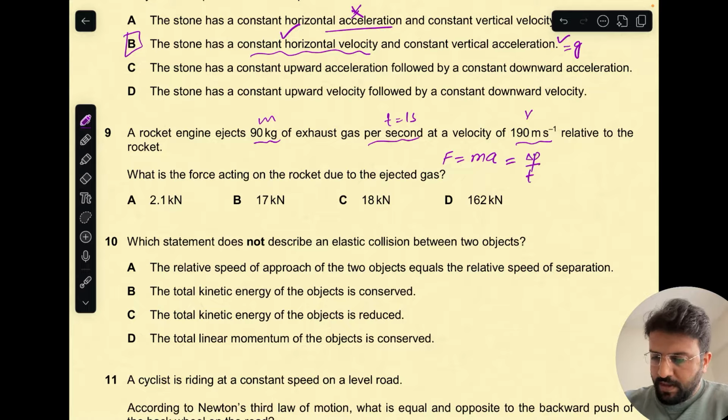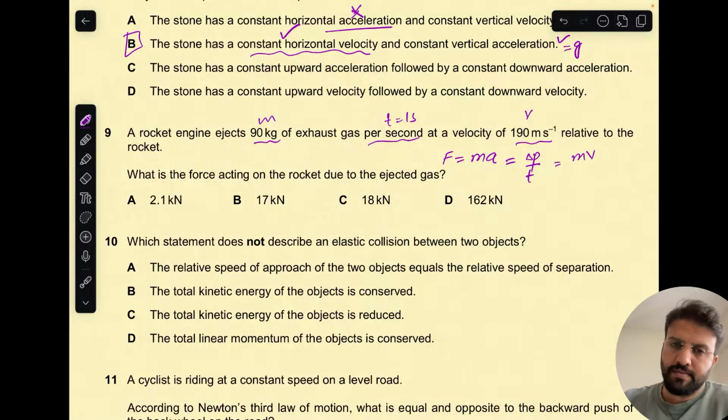Or you can say we have delta P over t, where delta P is the change of momentum. It can be written as mv over t, as the initial velocity will be 0. m is 90, velocity is 190, divided by 1, since the time is 1 second. This will give you 17100, which can be written as 17 kilonewtons. It's option B that is correct.